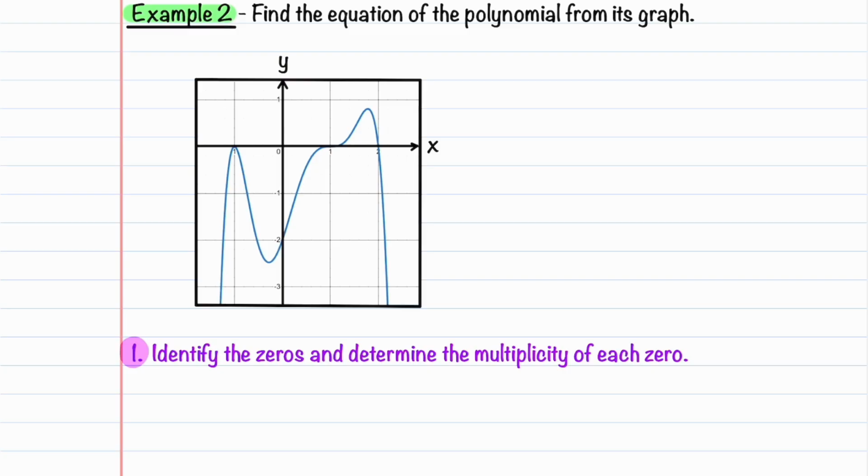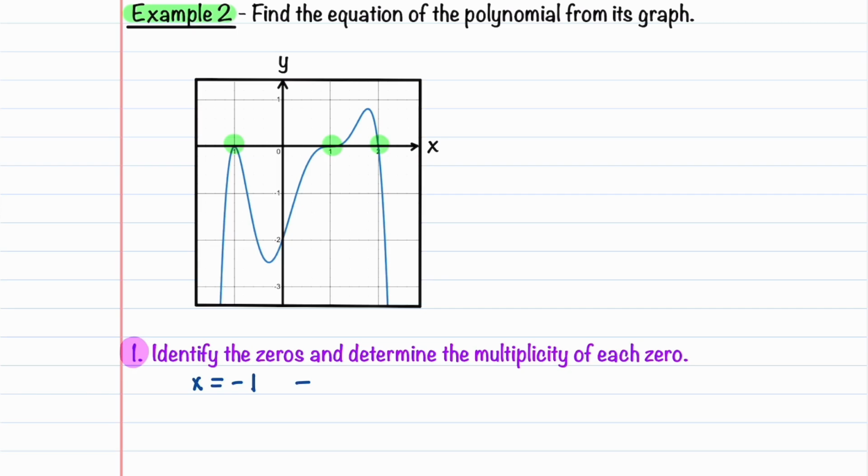Our first step is we are going to identify the zeros and determine the multiplicity of each of our zeros. Let's first go through and let's highlight our zeros. Here's our first one, here's our second one, and here's our third one. Our first zero is x is equal to -1. And notice that at -1, the graph touches the x-axis, but then turns around.